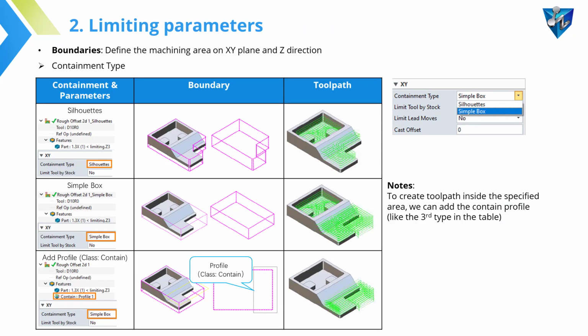In the last chapter, we introduced two different feature situations when generating roughing toolpaths: only with part, and part with specific stock. Here we will introduce the containment types in the first case, only with the part feature. From this table you can see that with different containment types, the toolpath is different. If you want to generate the toolpath in the specified area, you can add a profile whose class is contained.